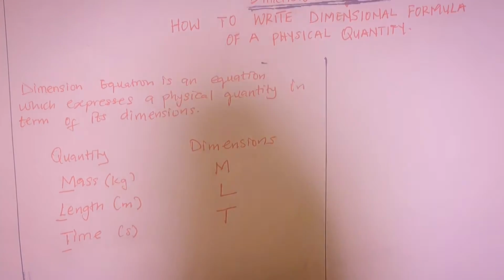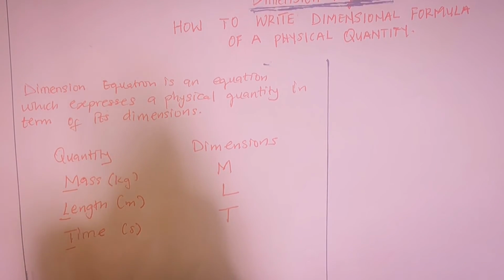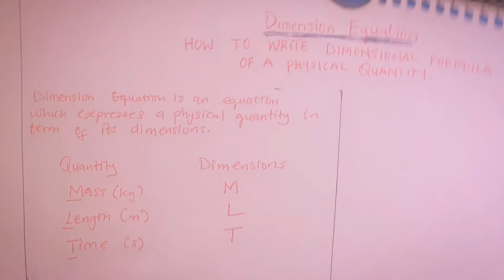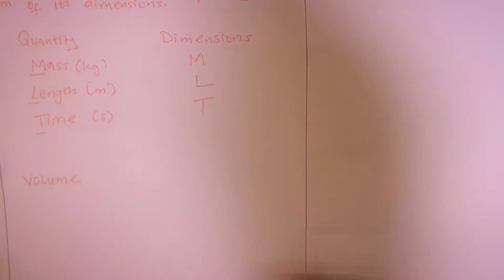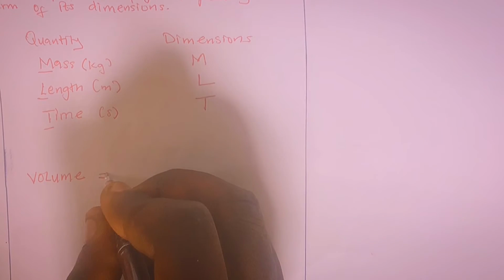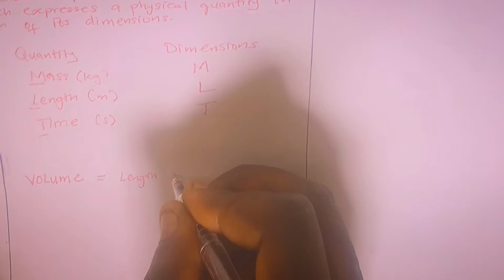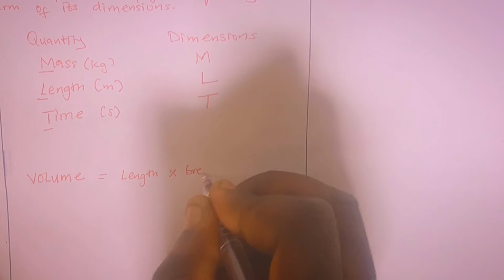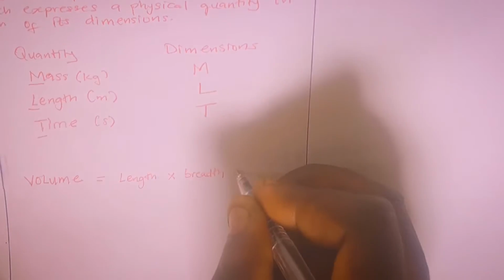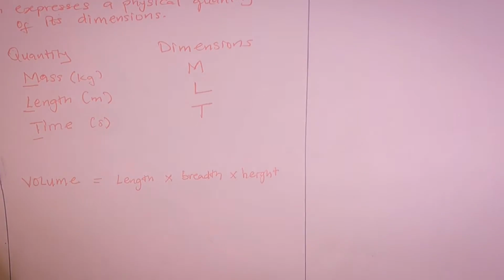For example, let's consider volume. At first, what is volume? Volume is the space occupied by a body, and it is the combination of length by breadth by height. Hope you are following me, guys.